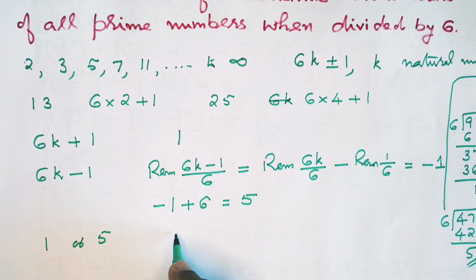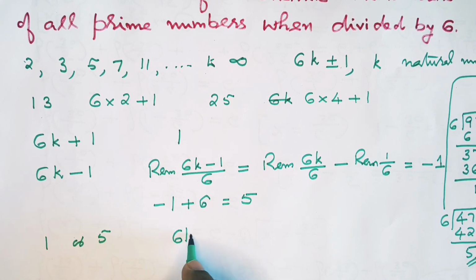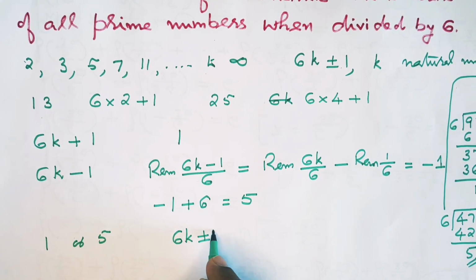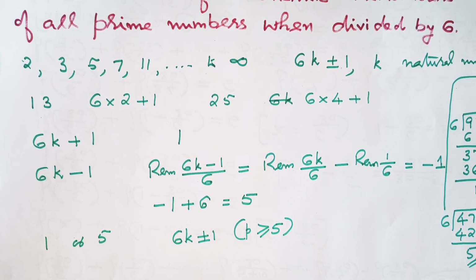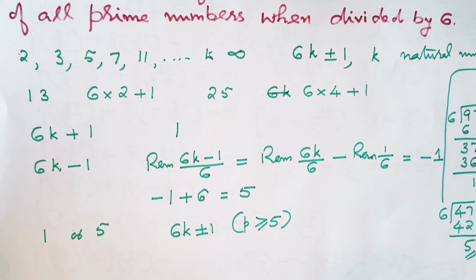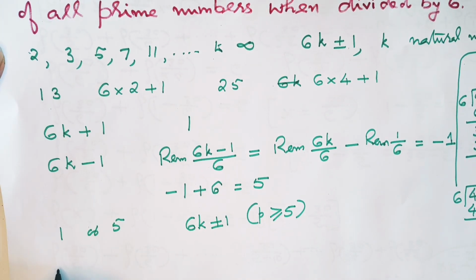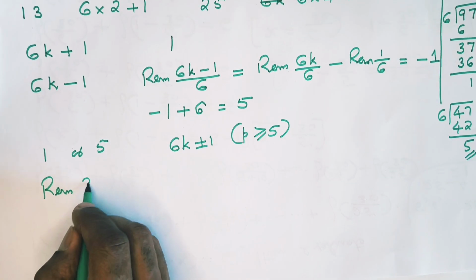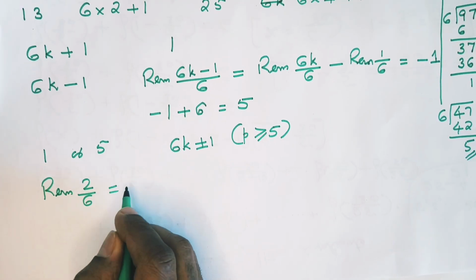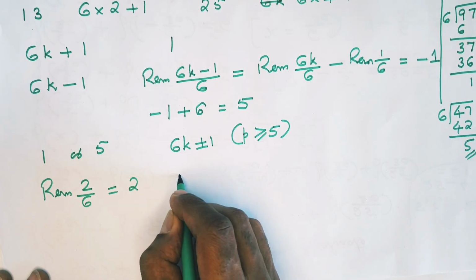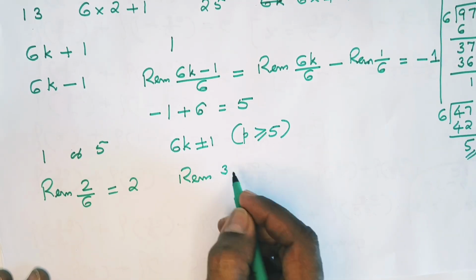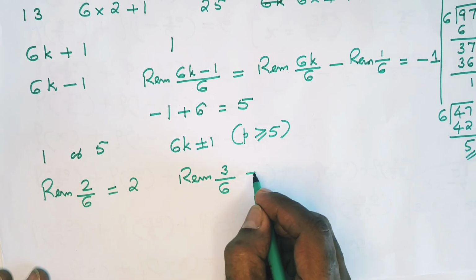So any prime number greater than or equal to 5, you can put in the form 6k plus or minus 1. There are two other primes that are below 5, and that doesn't apply to them. You need to find out individually the remainder you get. So what about the remainder of prime number 2 when divided by 6? This is just 2. When you divide any number by a bigger number, the small number is the remainder. Similarly, the remainder of the next prime, 3, when divided by 6, is 3.